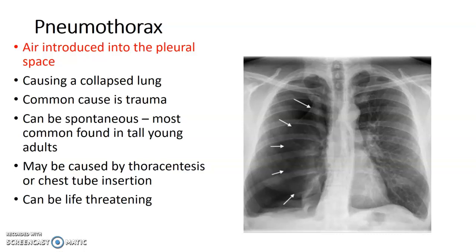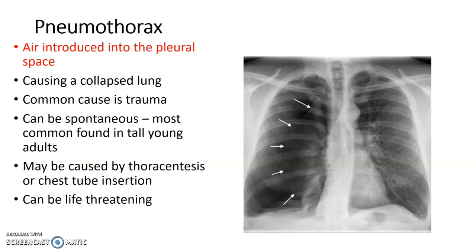Pneumothorax, you guys know this one too, but air introduced into the pleural space, right? What does it look like? You don't see the lung markings, these nice striations over here. See how clear and black this is? These arrows are identifying where the lung is being crushed to. It usually causes a collapsed lung. Common cause of it is trauma.